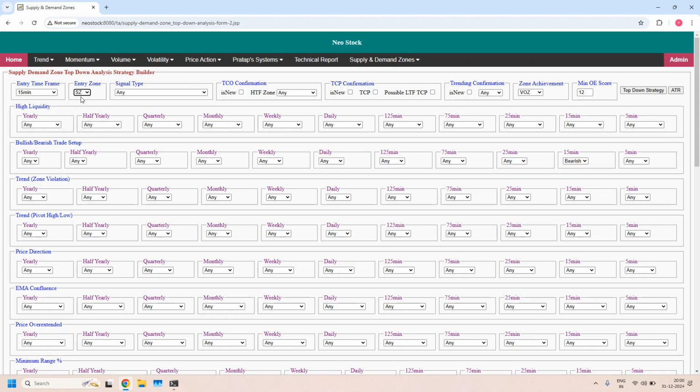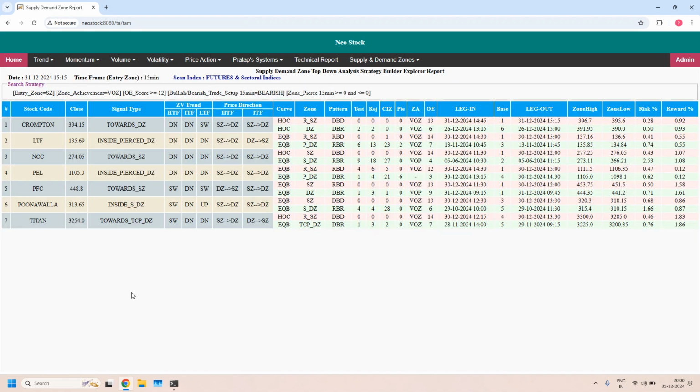Supply zone, we forgot to set. So 15 minutes supply zone. Let's filter the stocks. So 7 stocks are filtered. And these 7 stocks are supporting bearish trade setup for daily income trade. And all these supply zones are 15 minutes entry zones. Out of these 7 15 minute supply zones, some are high probability based on high liquidity zones.